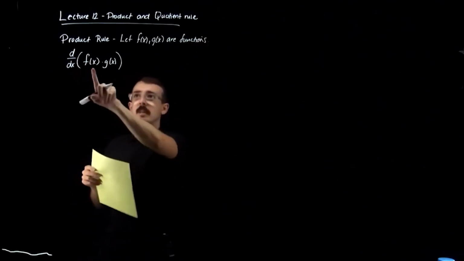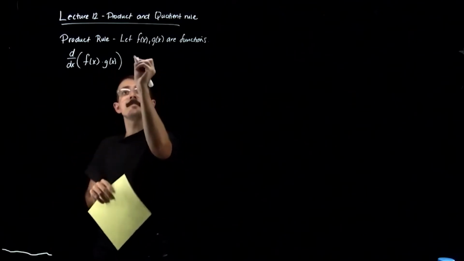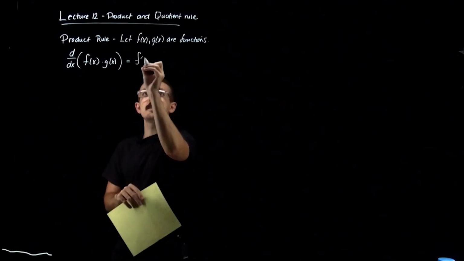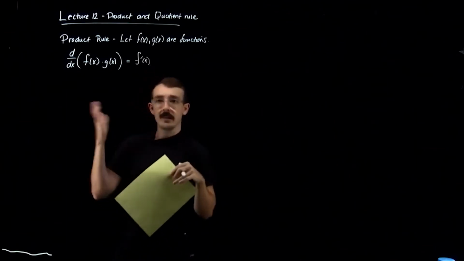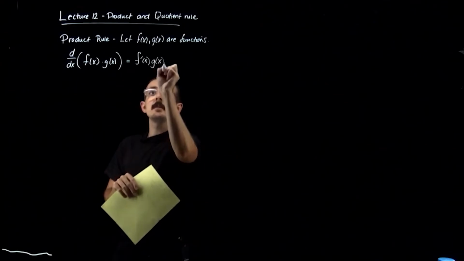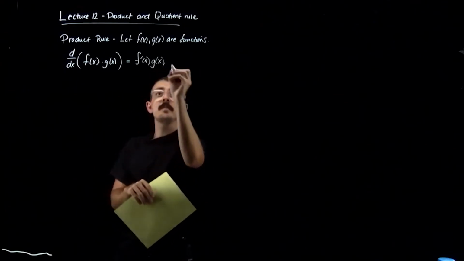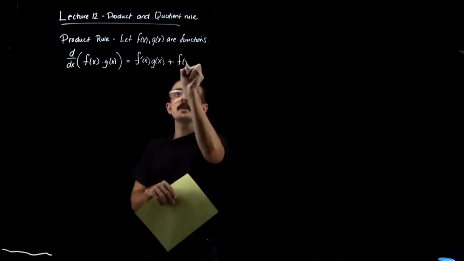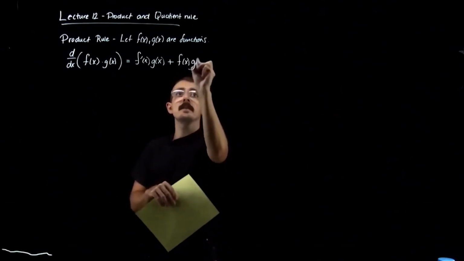Then to take the derivative of one function multiplied by the other, you do the following. You take the derivative of the first function, and that can involve any other rule that you've learned before. Then you leave the second function alone, so g is unchanged. Then you'll put a plus, and then you'll leave the first function alone, and then take the derivative of the second.